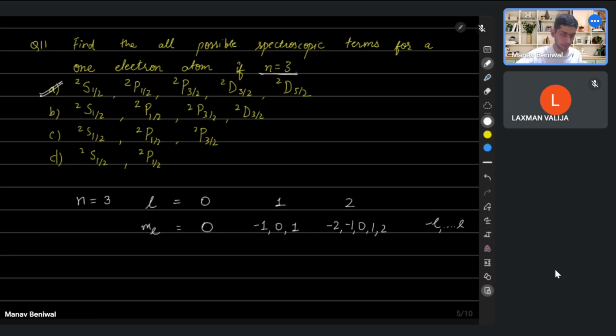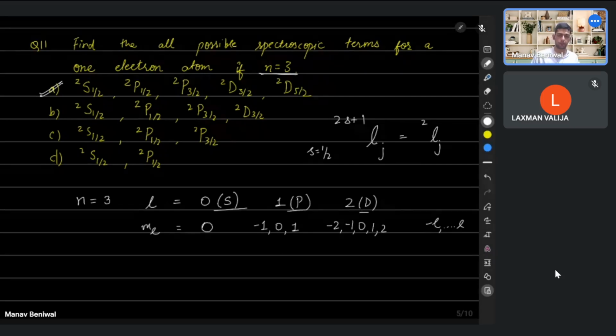Right? So L equal to 0 is written as S, 1 is written as P, and 2 is written as D. And what is our standard notation? Standard notation is 2S plus 1, L, J. And what is 2S plus 1? Because S is half for electrons, as we just discussed, we can simply write this as 2L_J. So L can be written in terms of S, P, or D.